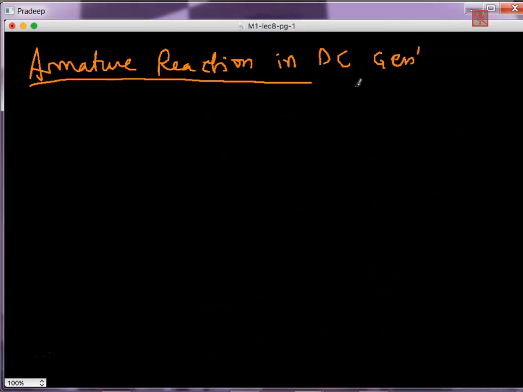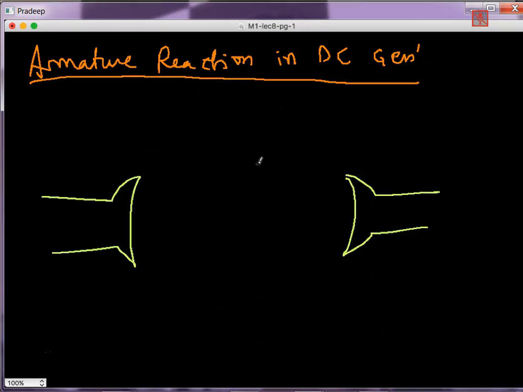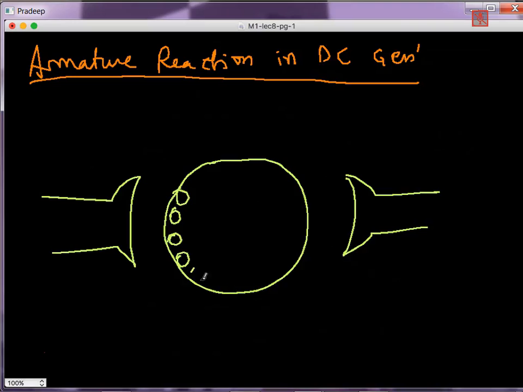So what is armature reaction in a DC generator? So you have the north pole and you have the south pole, and you have the armature in between. This is the armature, and the armature has armature conductors.